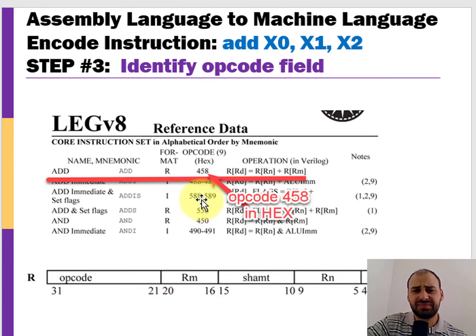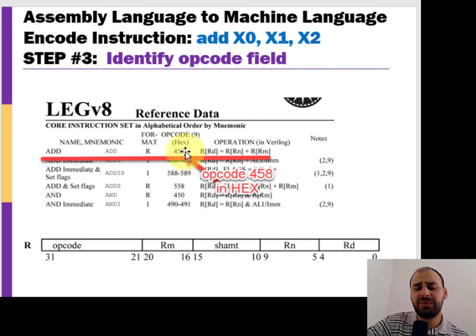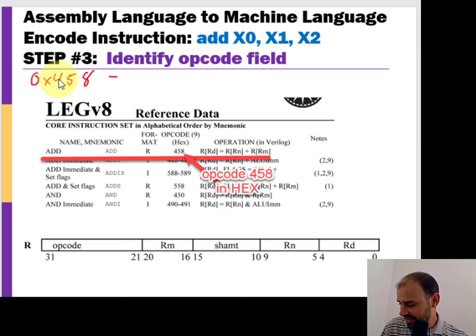For the opcode, the documentation here is showing us that the opcode in this case is actually hexadecimal 458 in hex. So if we convert 458 in hex and write that out in binary, we're going to get this.